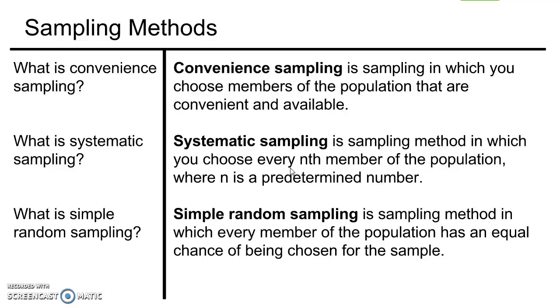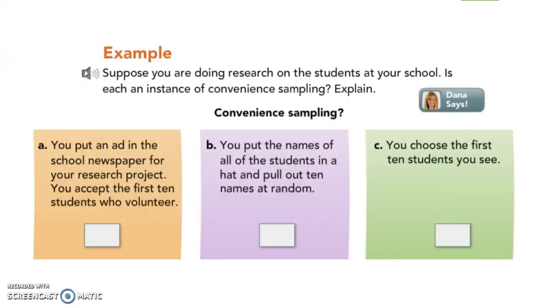And then simple random sampling is when every member of the population has an equal chance of being chosen. Like you write everybody's name on a piece of paper and you draw names out of a hat, or you give everybody a number and you randomly pick numbers, something like that where it's randomly being selected. Okay.